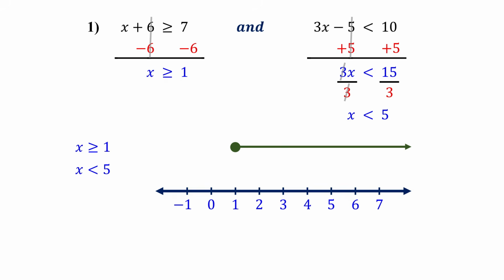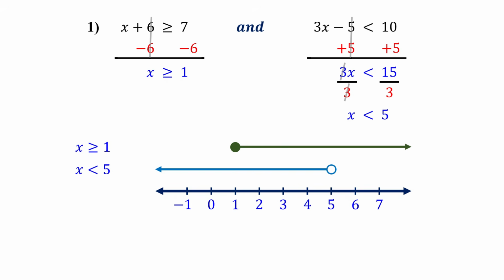X is less than 5 means x can be any number smaller than 5, but not 5 itself. To show 5 is not included, mark an open circle at 5. Then to show all the numbers smaller than 5, shade to the left of the circle. That is the graph of the solution to the second inequality.